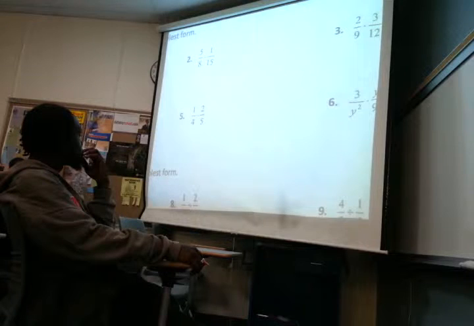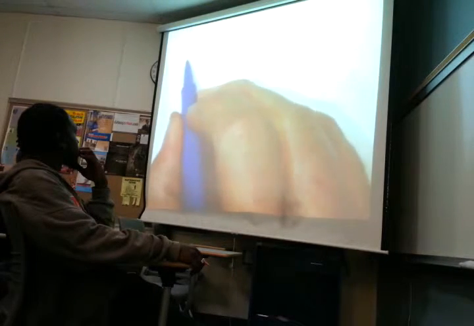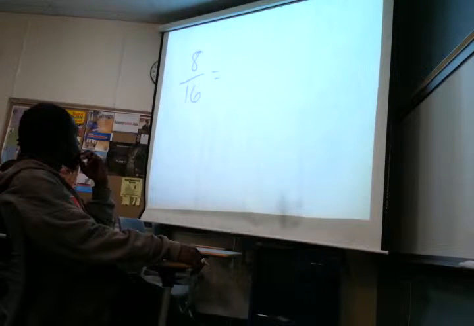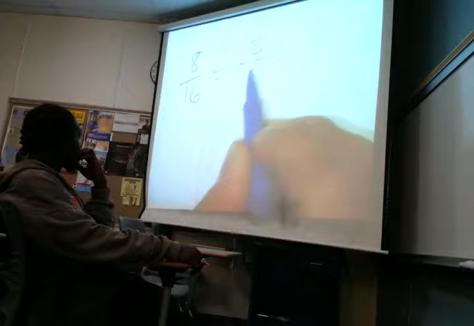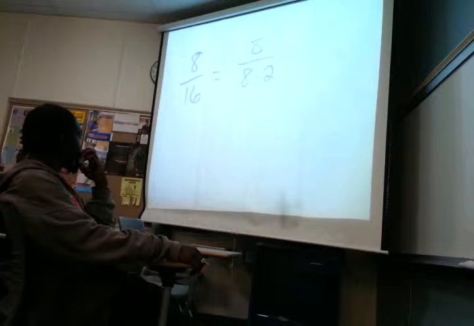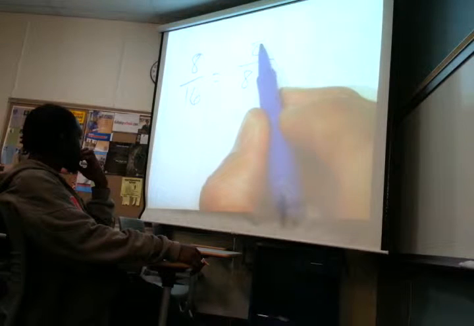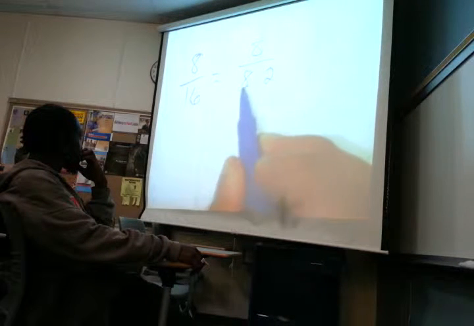Let's see if I got some white space to work with. This might help us when we come up against reducing things with variables in them. If I had 8 over 16, what does that reduce to? 1 half. And now really, really analyze why that is. This is 8 over 16, and 16 is 8 times 2. So I do have 8 divided by 8 times 2.